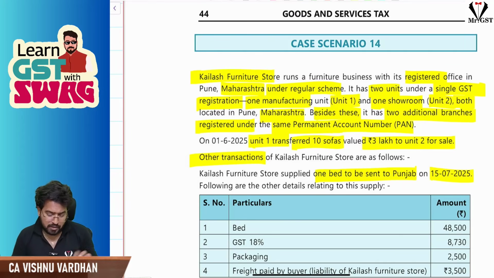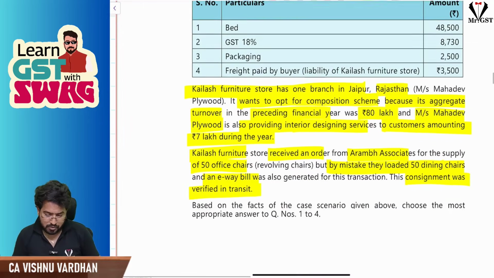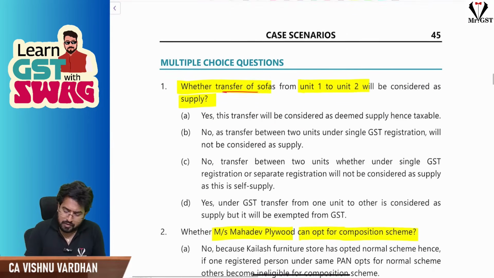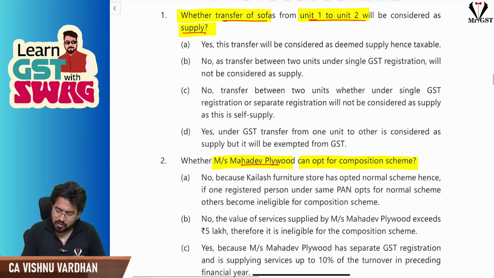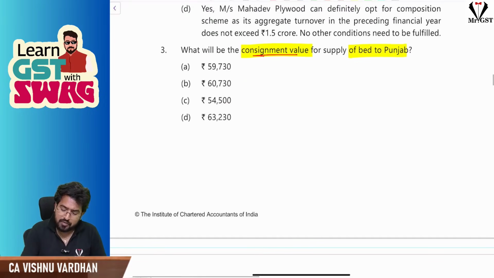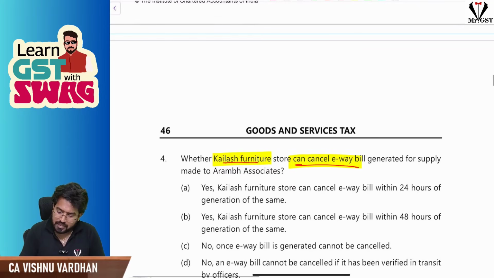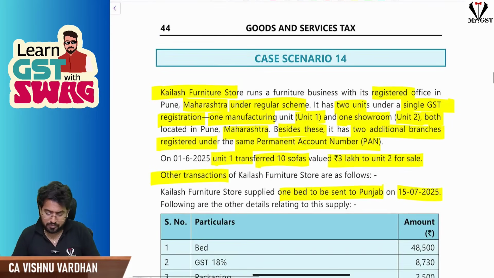So coming to case scenario number 14, let us see the questions first of all. Whether transfer of sofas between unit 1 and 2 will be treated as supply. Next, Mahadev Plywood wants to opt for the composition scheme, whether they can do that. What is the consignment value for the supply of bed to Punjab? And Kailash Furnitures can cancel the e-way bill or not is the doubt for the supply they made to Aramba Associate. Fine. Again, an easy case scenario.